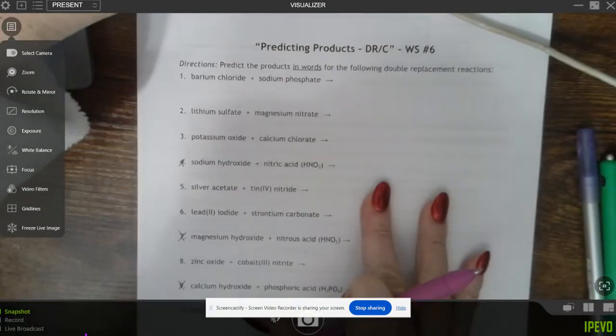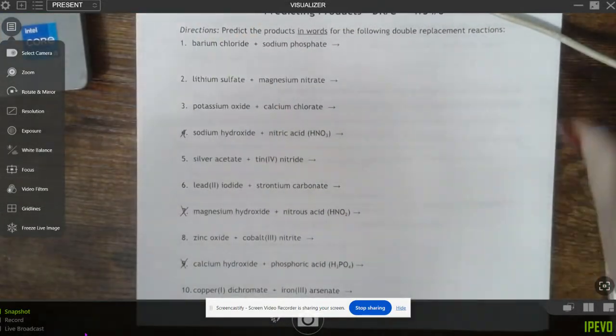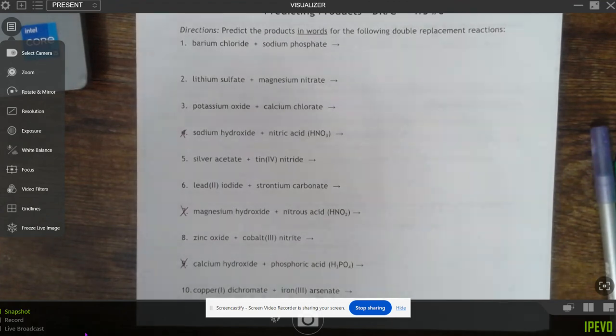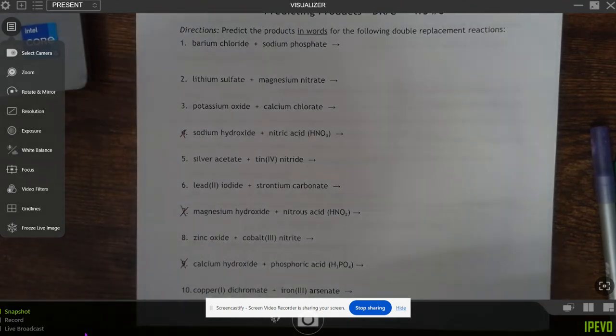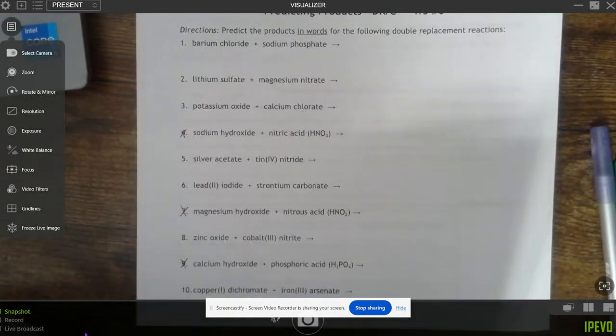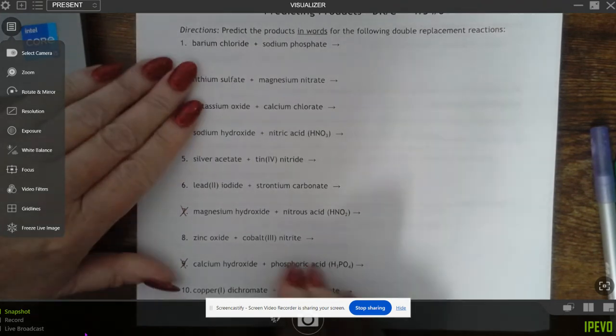Hey guys, this is Mrs. Lyons. I am going to make a homework walkthrough for you so that if you get stuck on the homework, you can come and look at this and hopefully it will help you predict products of a double replacement reaction.